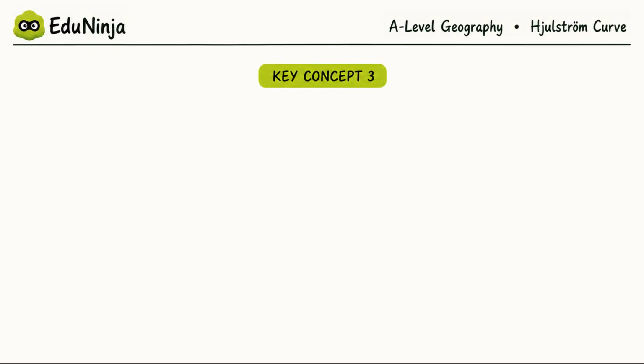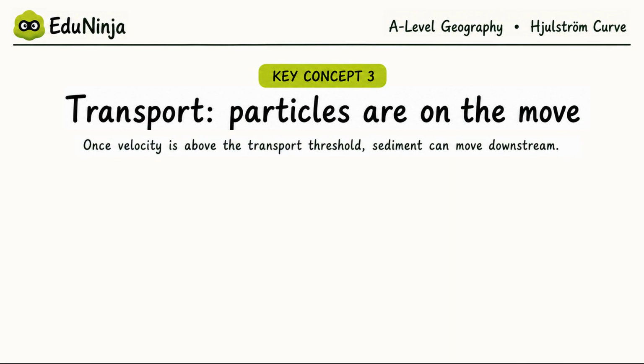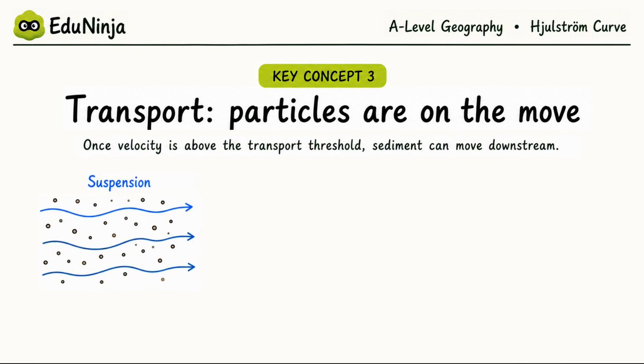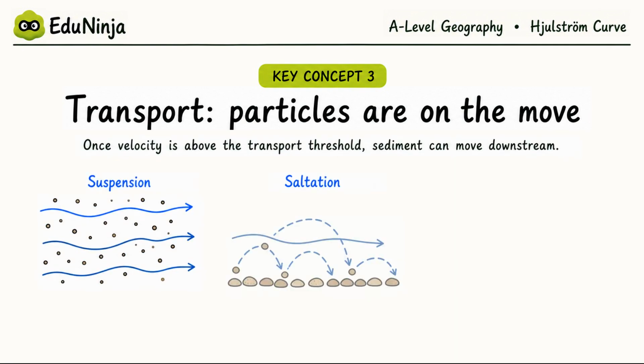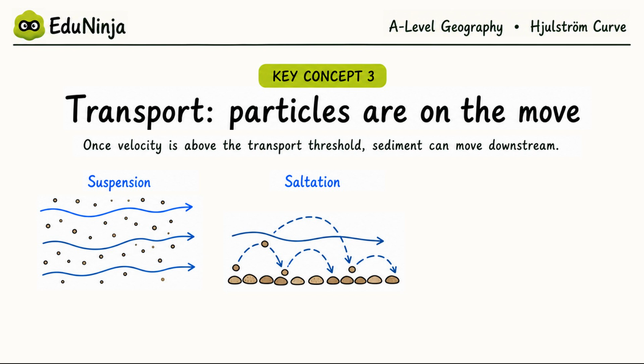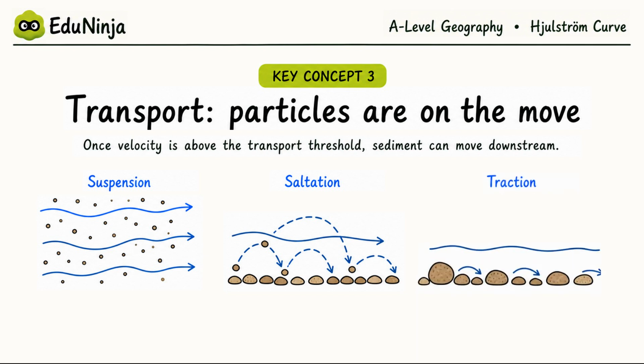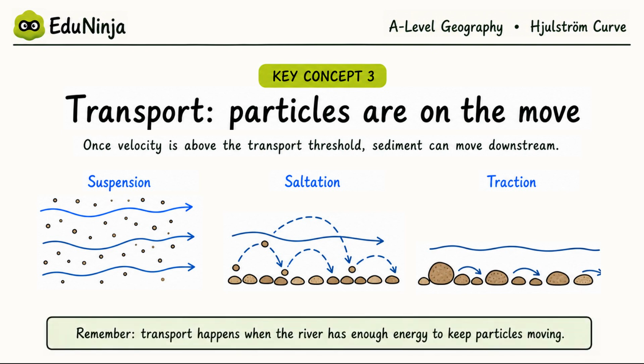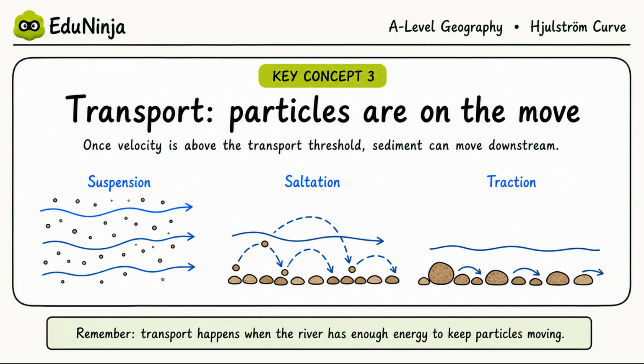Once sediment is moving, we need to describe transport. In suspension, tiny particles are held within the flow. In saltation, sand-sized particles bounce along the bed. In traction, larger stones roll or slide along the channel floor. These are different transport processes, but the key idea is the same. The river has enough energy to keep the particles moving downstream.